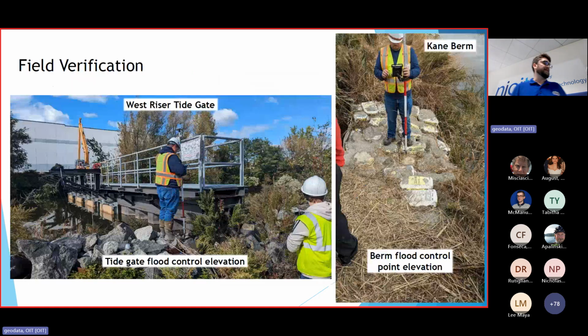But we did have to do some field verifications. So on the left, we're doing a field verification at the tie gate to see what elevation floods that it can protect. We'd also go along the areas around the tie gates to find any flood control points, like on the right here on the Cane Berm. This was our lowest point on that berm, which is around 4 feet.